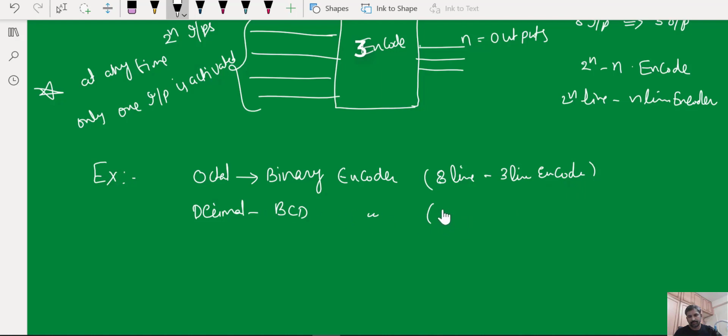This will be 10 line to 4 line encoder. We have different other encoders where you can convert hexa to binary. So this is all about basics. Now we'll try to construct an octal to binary encoder.